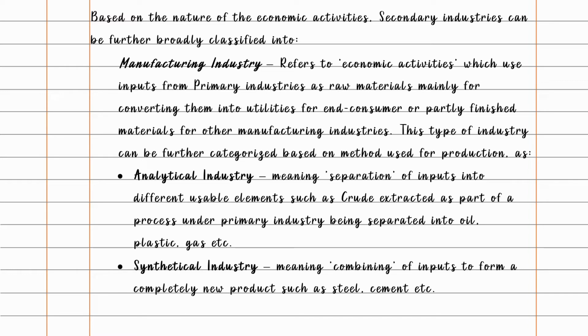Synthetical industry, it's just the opposite. If you are separating the other way, you're combining. So you're combining inputs to form something absolutely new. So let's say steel, cement. While you're making steel, while you're making cement, you're actually combining a lot of chemicals. You're combining a lot of products to form something which is absolutely different from the objects or the products that you've combined. So very logical. Analytical, synthetical. So synthetical is just the opposite of analytical.